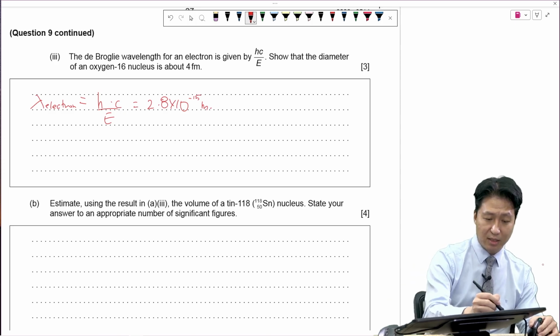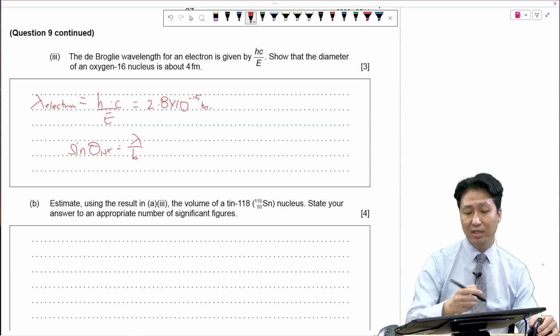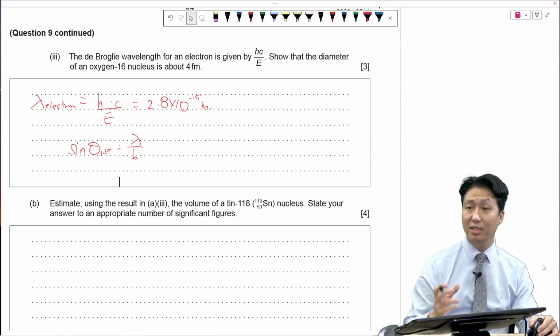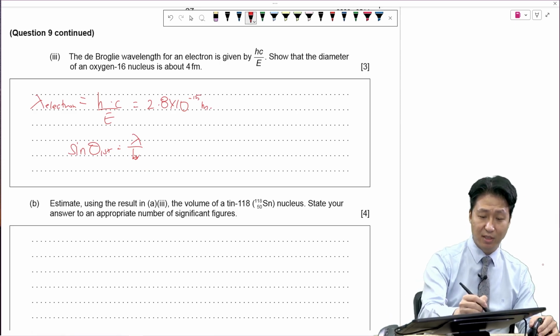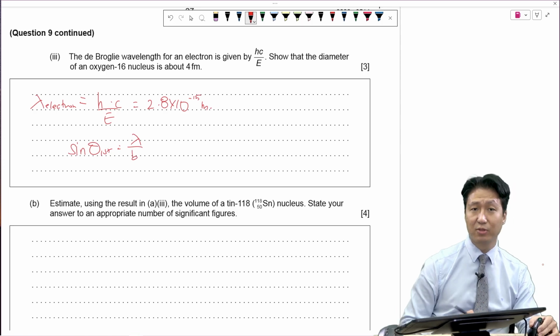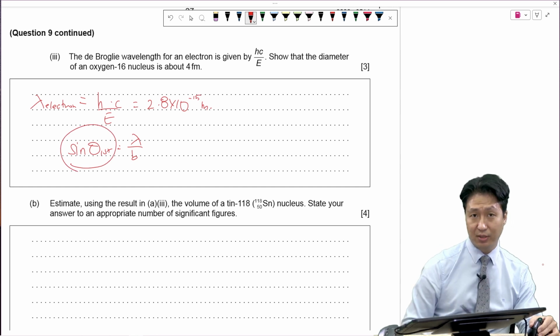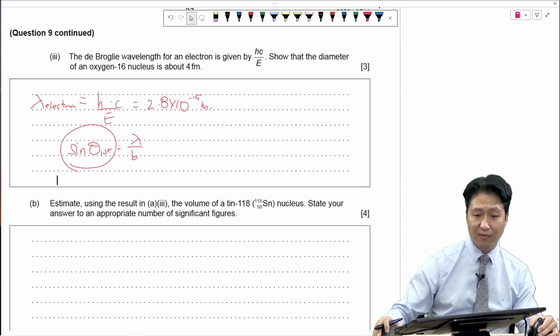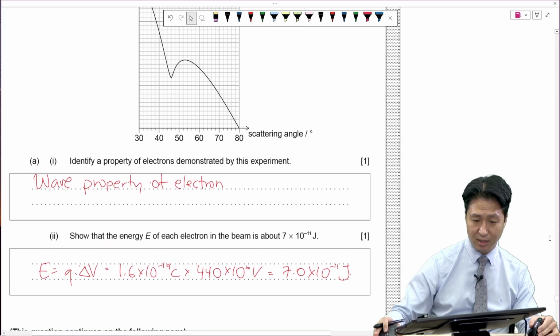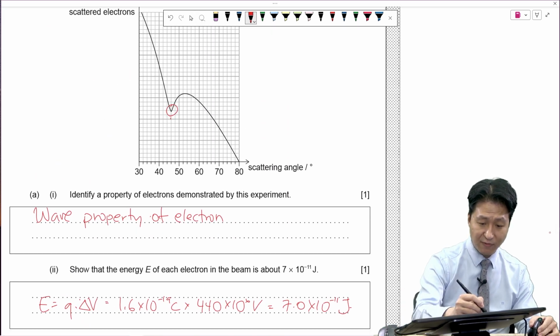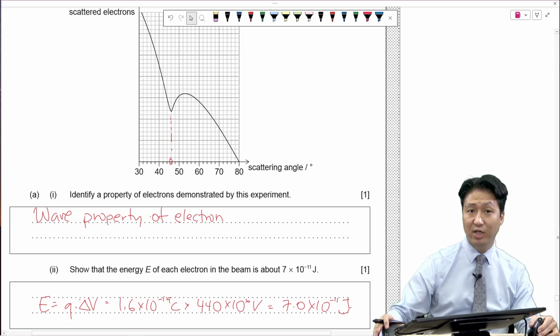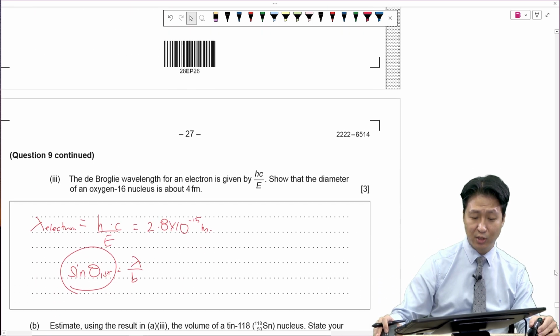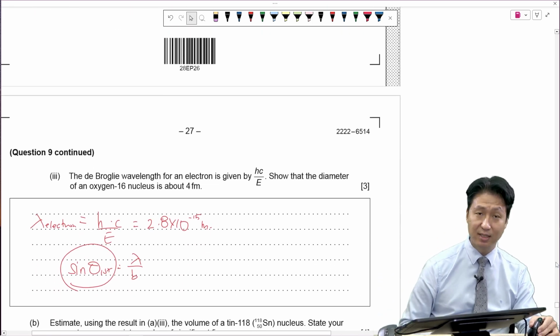Second, we have sine of the angle to the first minimum is equal to lambda over b. Usually this is b, the width of the slit, in this case is the diameter of the atom, nucleus. Second, we cannot use the small angle approximation. Notice if you go to the graph, the angle of the first minimum occurs at 46 degrees, and that means you cannot just use theta is equal to lambda over b, because it's not in radians, it's in degrees.